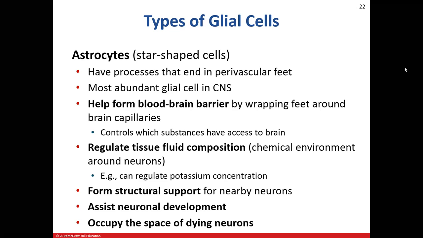They're also there for structural support. Just as some of these neurons will wrap around the capillaries to form the blood-brain barrier, they're also going to extend out and essentially wrap around the neurons in order to form this structural support. They do assist in neuronal development, and then they also help to occupy the space of dying neurons. Because remember, our neurons are amitotic, so the neurons themselves cannot be replaced if the cell body has been damaged.